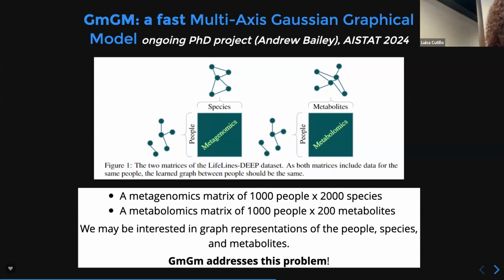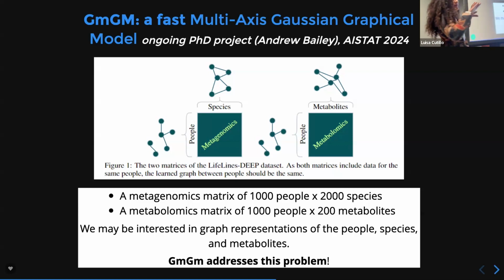I'll show you in the next slides, but in practice, just for context, the reasoning behind this is that the examples we've seen so far were one of the two. Okay, you have two axes, or you have this, or you have this. Imagine that you are given another data set where the measurements are on the same axis as the other data set. Okay, in this case, it's people. Those are the same people. So you have people, species for the metagenomics, and people, metabolites for the metabolomics.